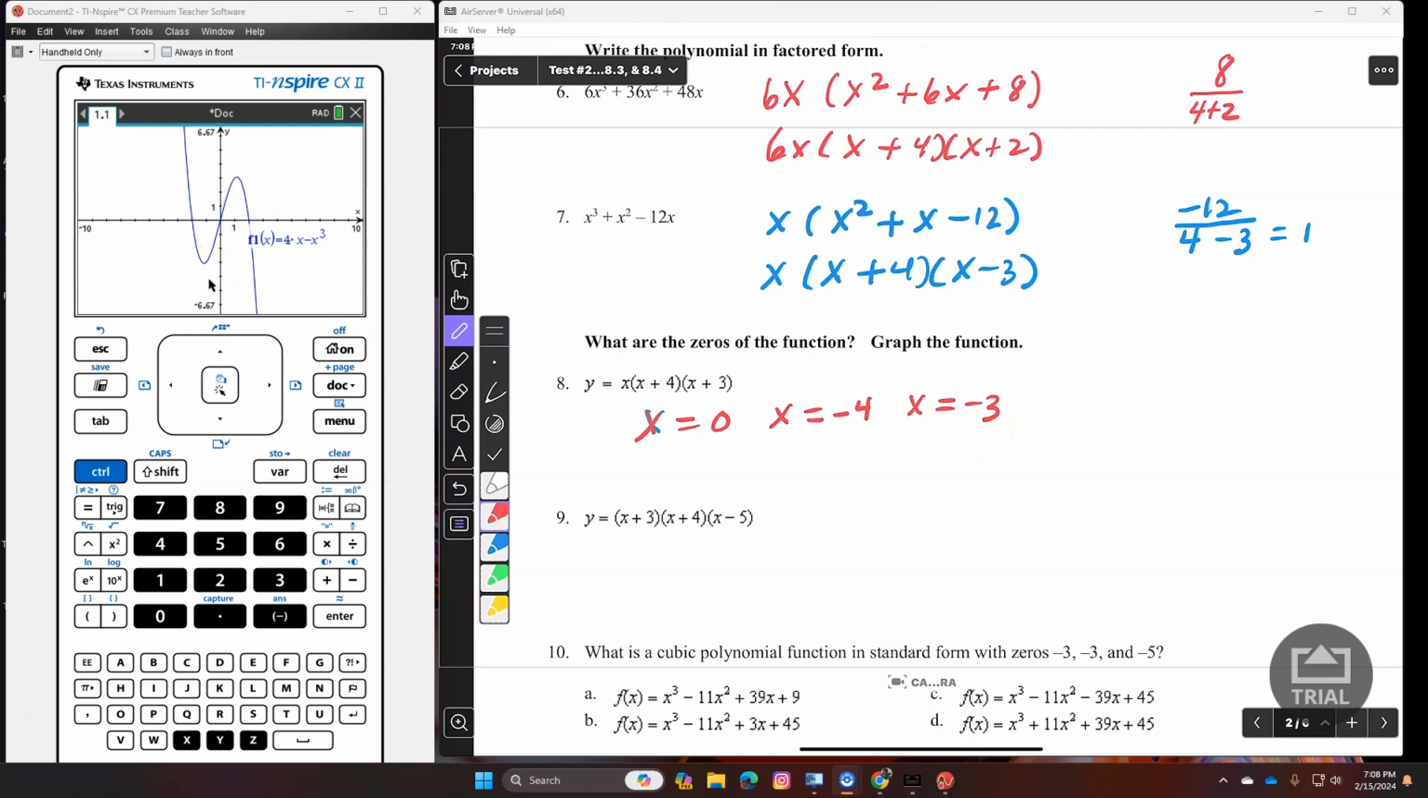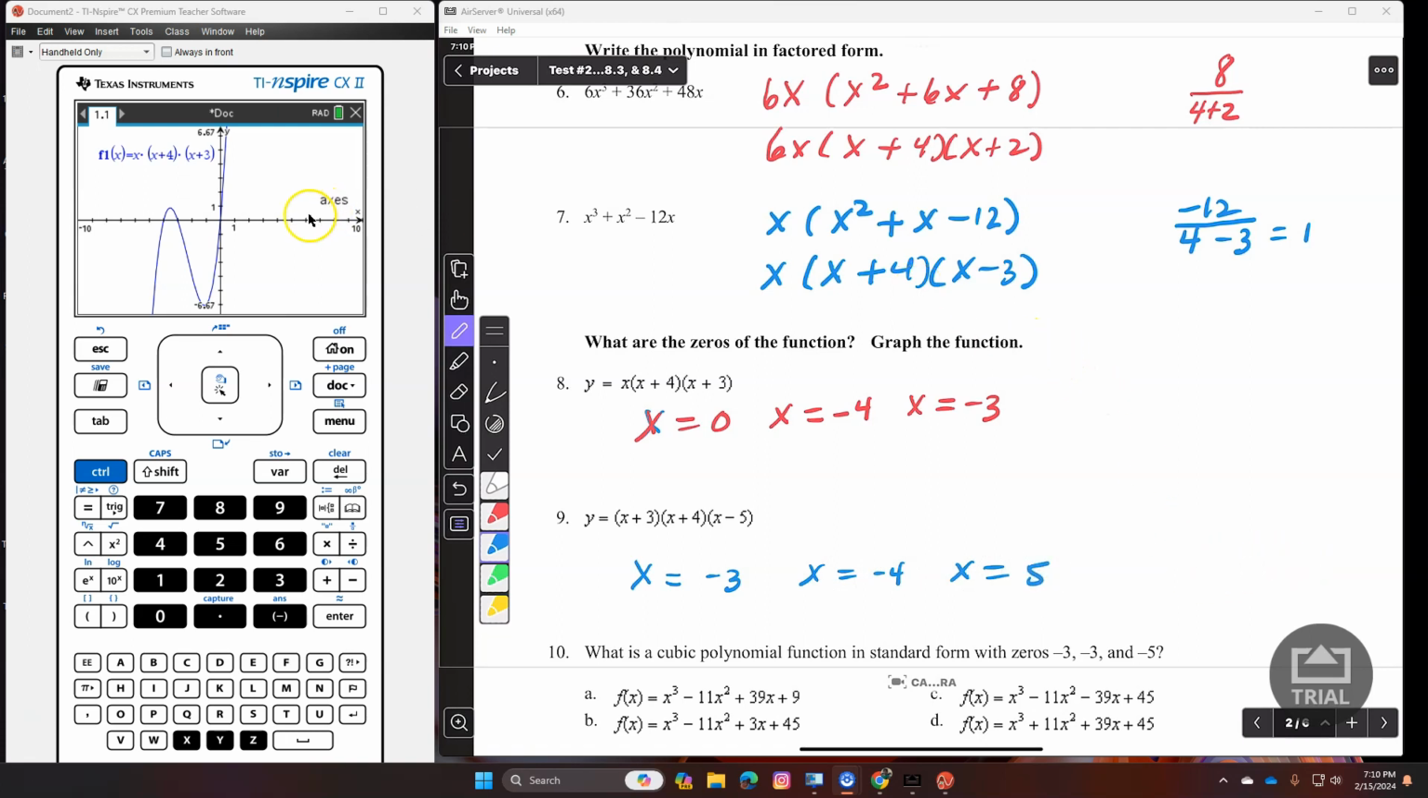So I'm going to pause it for a minute. Since these are real numbers, you can see the actual zeros here. There's 0. Here's another 0, negative 3, and negative 4. Okay, we're going to go ahead and do number 9. So once again, what are the zeros? You're going to have x equals negative 3, x equals negative 4, x equals 5.